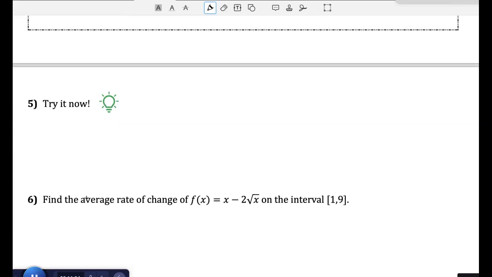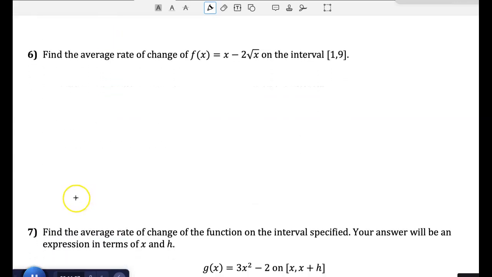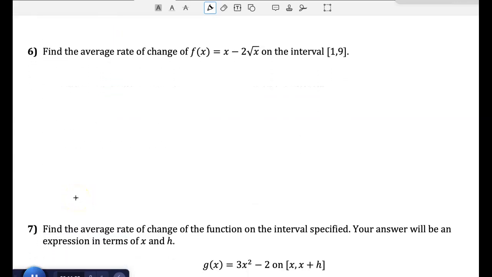Let's move on. What if we're just given a function equation, not a graph or a table? Well, we could do the same thing, right? We can input the endpoints of the interval into the function and calculate the rate of change. So in this case, the average rate of change is going to be f of 9 minus f of 1 all over 9 minus 1.